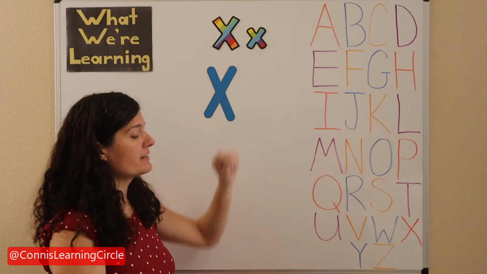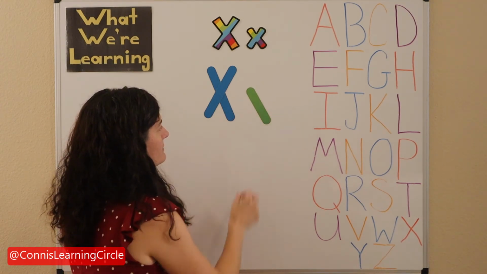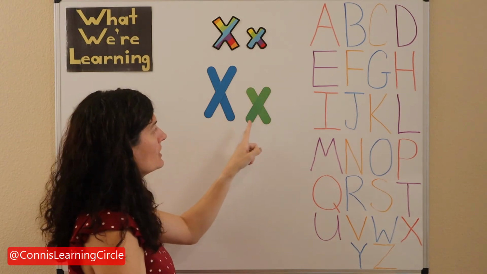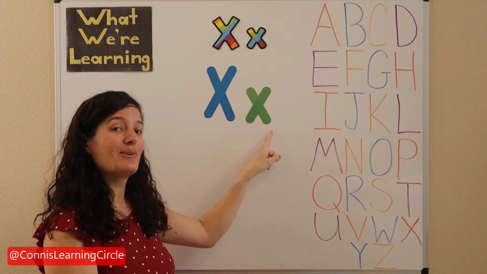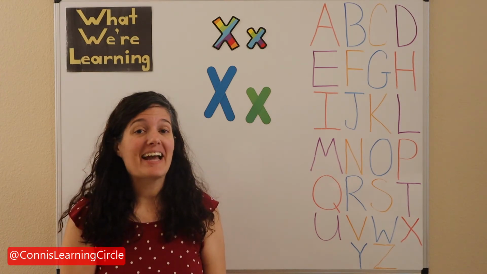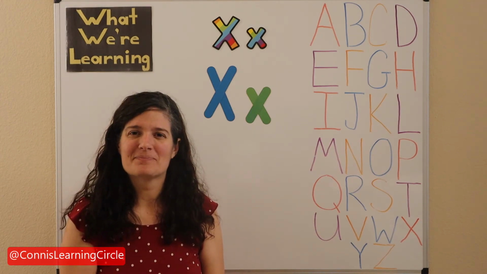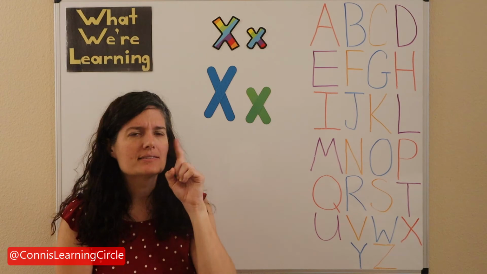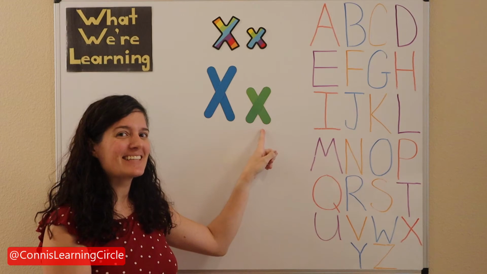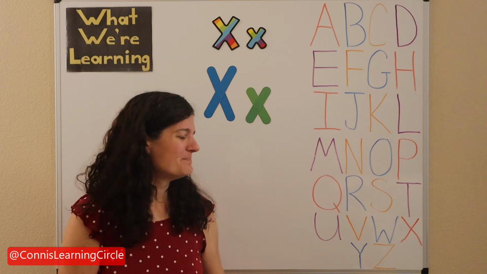And our lowercase letter x, we can make it like this. One little short line, two little short lines. One, two. Two little short lines in our lowercase letter x. We've used our ears to listen and learn more about our letter x and the letter x sounds. And we've used our eyes to look and learn more about our uppercase letter x and our lowercase letter x. Let's get ready to put it all together so that we can talk about it.